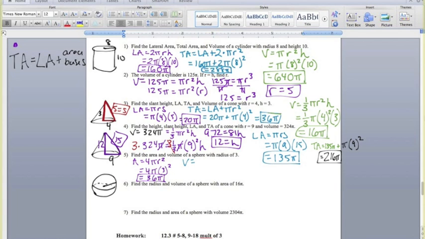Volume does need to be memorized. 4/3 pi r cubed. Again, I don't have any great memory trick on that one because it takes calculus to figure out where that comes from. So that one you just have to work on memorizing.